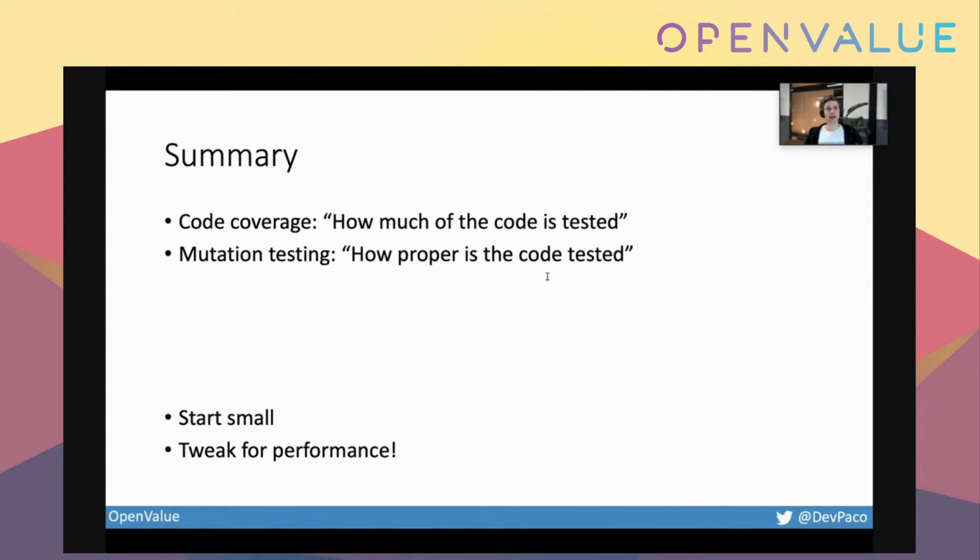And that's actually already it. So to summarize, code coverage is really about how much of the code is tested. And then mutation testing is in addition to that, which would probably tell you more about how properly the code has been tested. And once you start using it, start small, elaborate, expand, and keep tweaking for performance.